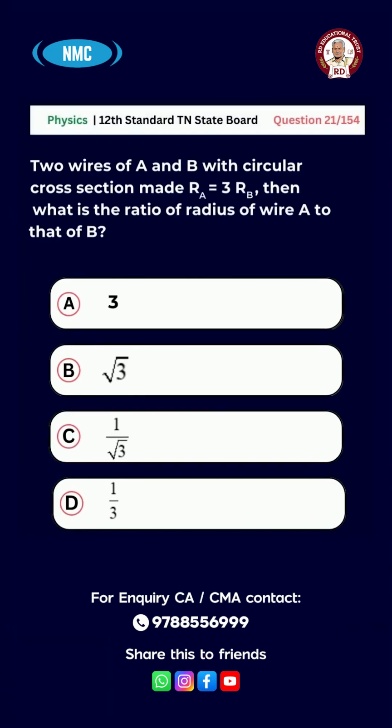Question number 21. Two wires A and B with circular cross section are made up of the same material with equal lengths. Suppose RA is equal to 3RB, then what is the ratio of radius of wire A to that of wire B? Option A, 3, B, root 3, C, 1 by root 3, D, 1 by 3. The right answer is option C, 1 by root 3.